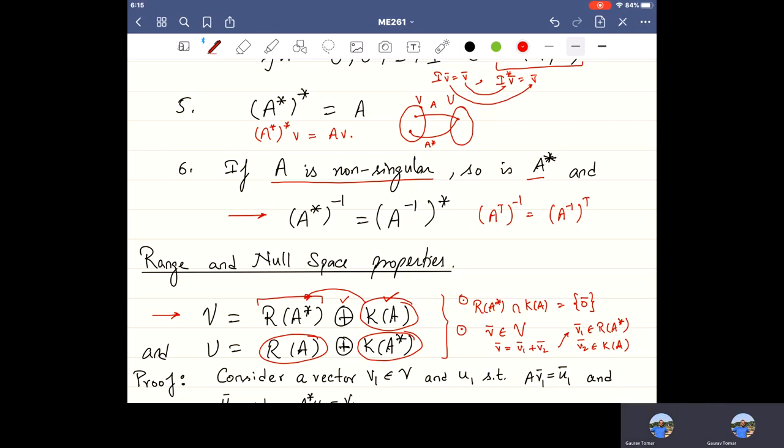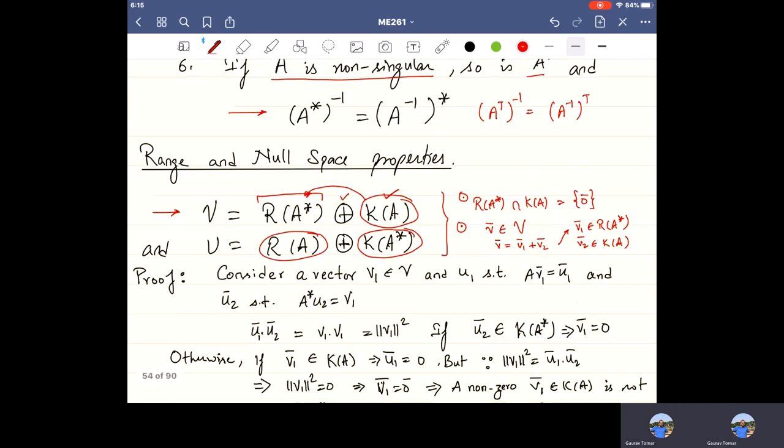Correct? So to prove this, we first prove the requirement that if you pick a vector, it will belong either to the range of A star or to the kernel of A. That means it cannot belong to both. There is no overlap between the range of A star and the null space of A.